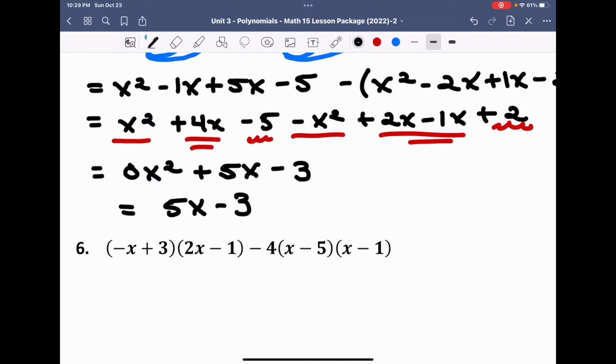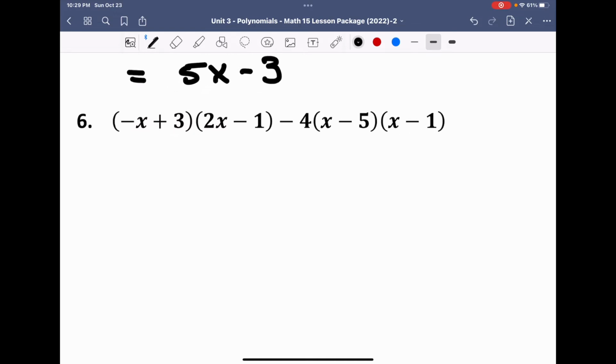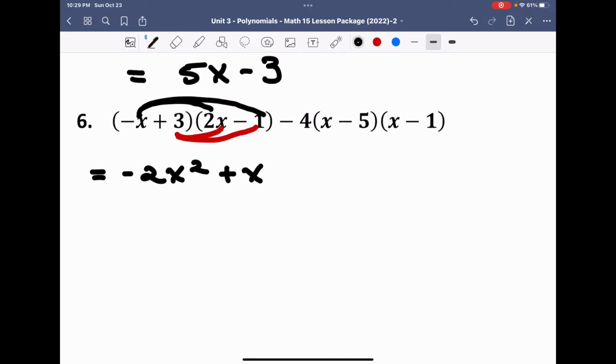All right, one more example before we move into applications or the direct applications. So if I have this, I have two sets of binomial expansions to do. And remember, you could use foiling or the box method, whatever works best for you. So if I FOIL this, I have the negative x times the next two in the brackets there. So this is going to be equal to a negative x times 2x is negative 2x squared. Negative x times negative 1 is plus x. Now I go 3 times both of these. That's going to be plus 6x. 3 times a negative 1 is negative 3.